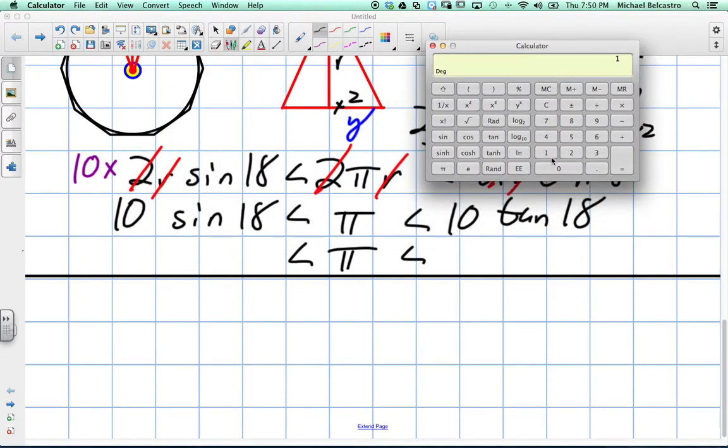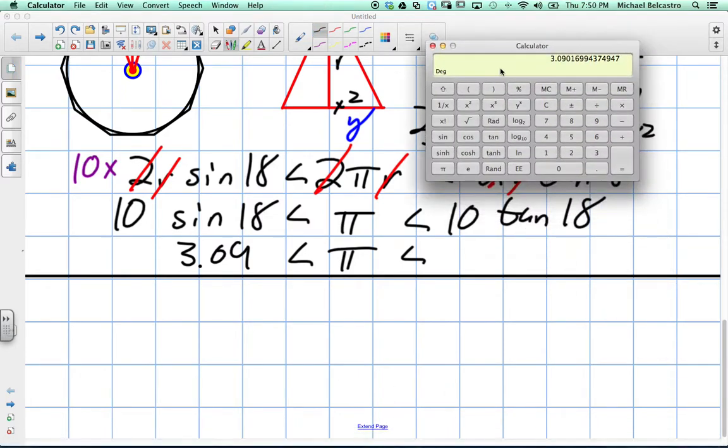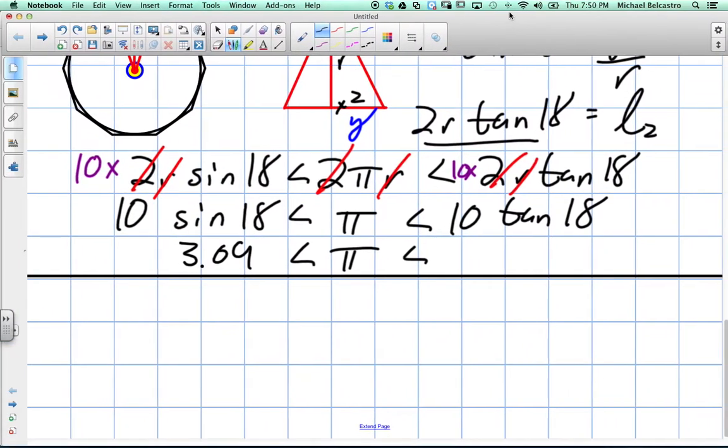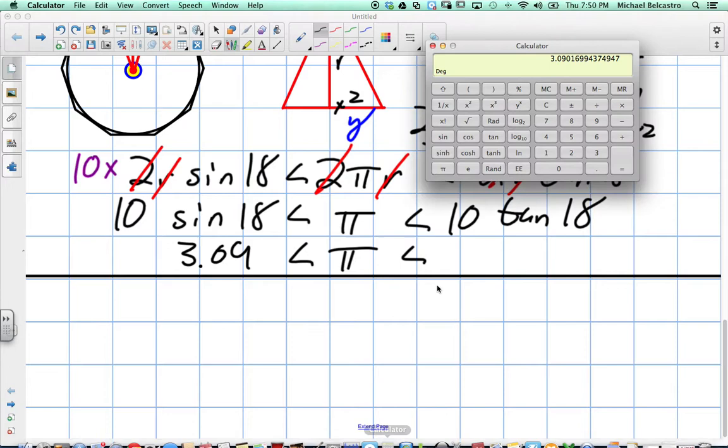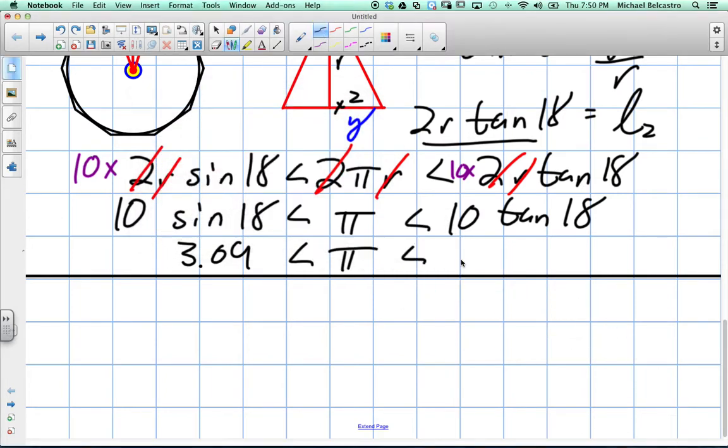So we have 18 sine times 10 gives us 3.09. And then our other one, which is our 18 tan times 10 gives us 3.24. Okay, so we're getting closer.